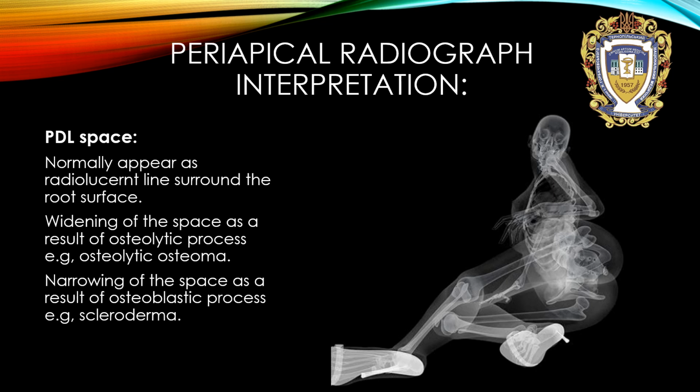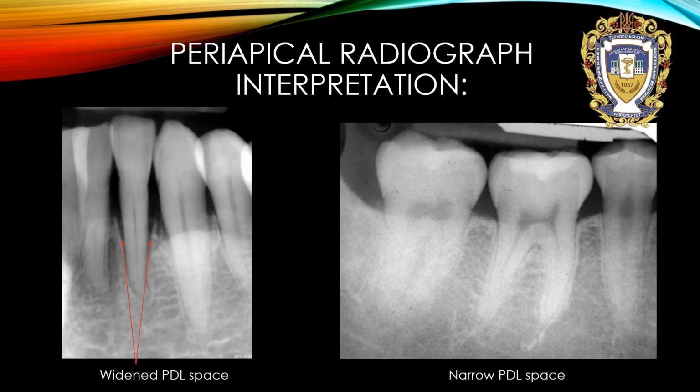Periodontal ligament space normally appears as radiolucent lines around the root surface. Widening of the space is a result of an osteolytic process, for example osteolytic osteoma. Narrowing of the space is a result of an osteoblastic process, for example scleroderma. Here are shown a widened periodontal ligament space and a narrow periodontal ligament space.